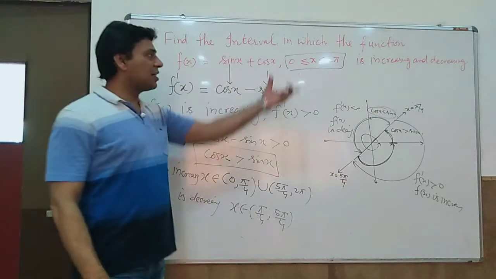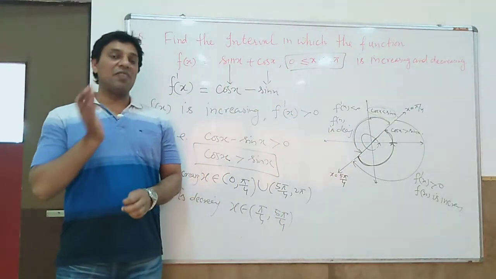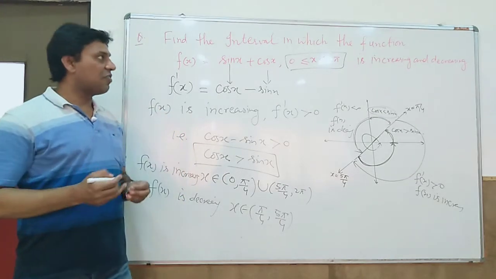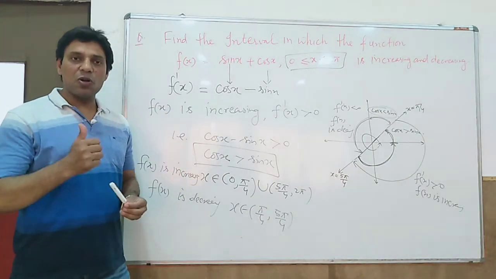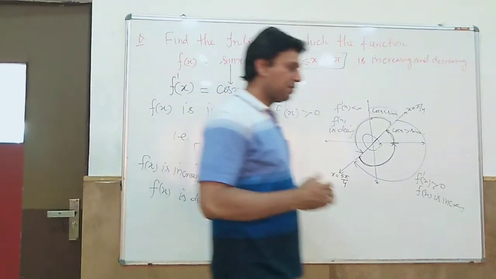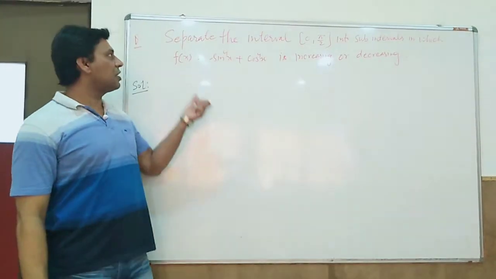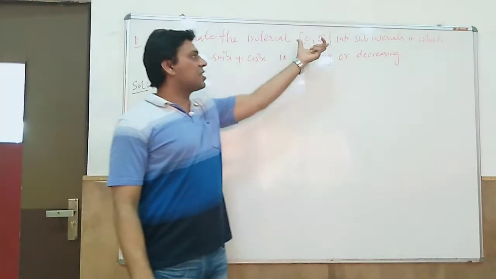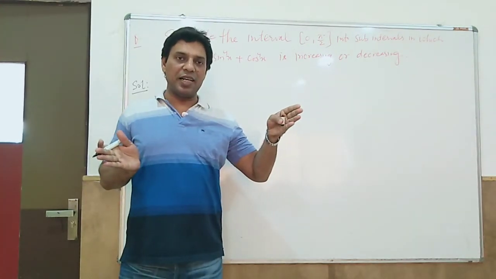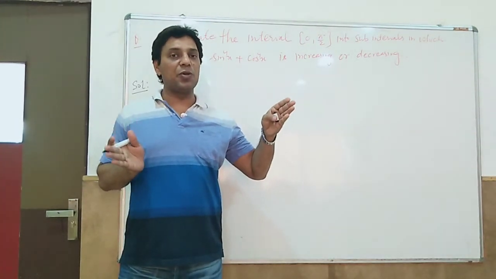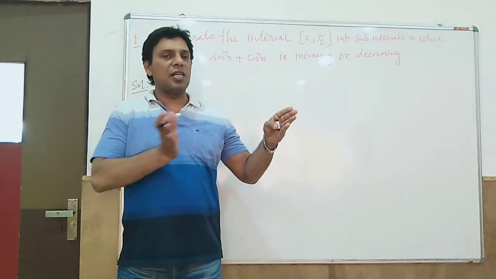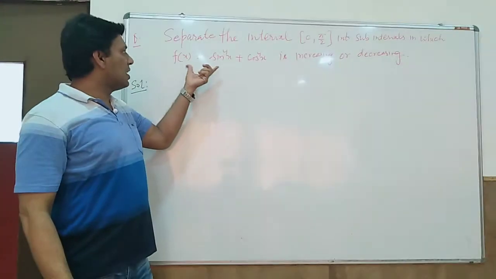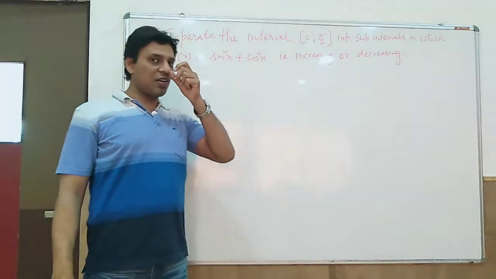So I have divided the whole interval into the portion where the function is increasing and the portion where the function is decreasing. For one more question, stay connected. See this question. We have been given a particular interval, 0 to pi by 2. We have to divide this interval into the sub-portions where this function is increasing or decreasing.